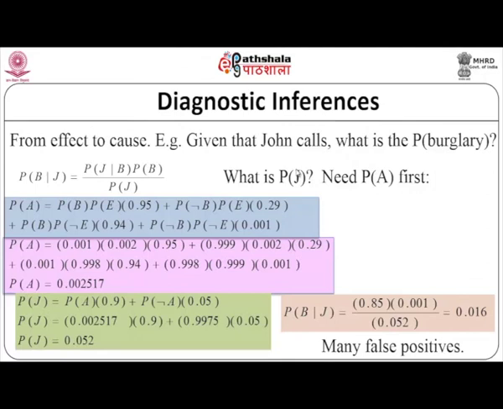So, the probability of John calling, which we want to find out, is probability of A into 0.9 plus probability of not A into 0.05, which with 0.00257 gives this value. So, you get the probability of John calling as 0.052. So, the probability of burglary occurring given John calling is 0.85, which we found in the previous case, into 0.01 probability of burglary, divided by the probability of John calling. So, you get 0.016. So, the probability of John calling and a burglary occurring is not very high. There are many false positives. This is a diagnostic inference.